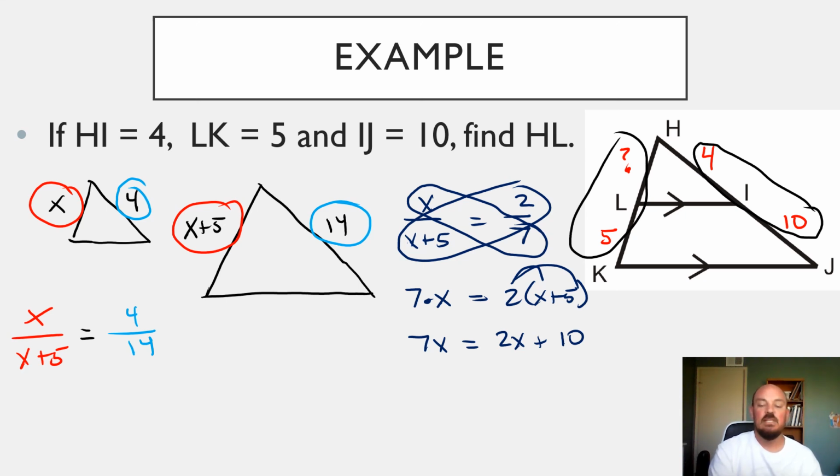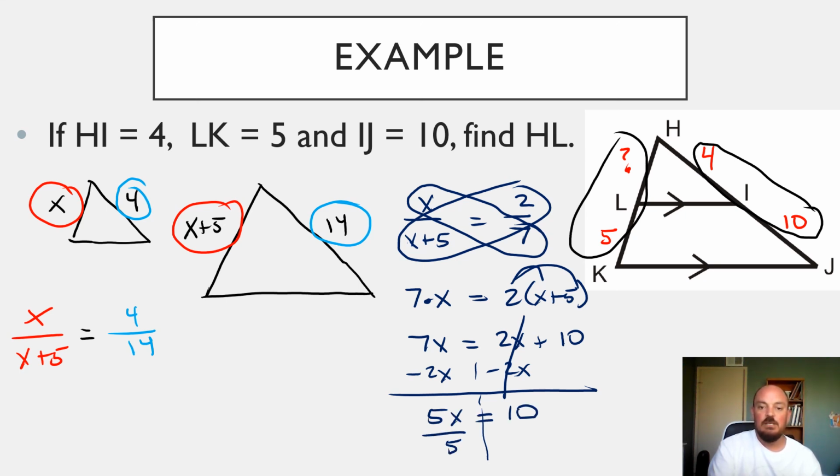Okay, let's get rid of the 2X. So I'm going to do minus 2X on both sides. Put my little dotted line in there. I like to do that. 7X minus 2X is 5X. We still have a 10 over there. Divide both sides by 5, and what we just figured out is X equals 2.